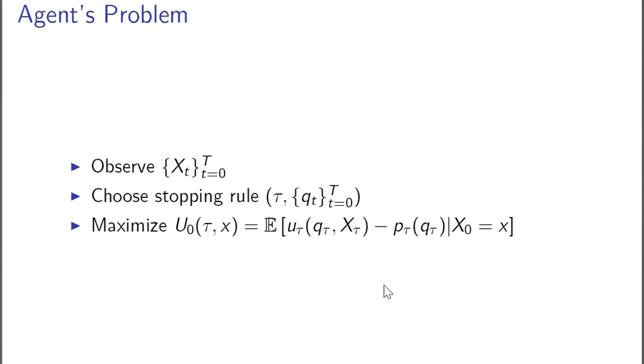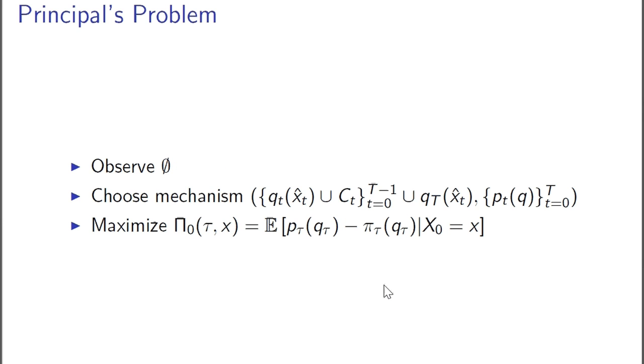So now it's the time to build a formal model, by which I mean the interesting part of this presentation is over. We are now moving on to the relatively boring part. So the agent's problem is she observes a stochastic process. She chooses a stopping rule, which is a stopping time, and a terminal decision as before. And she's maximizing some utility function, which is the utility at the time she stops, subtracted by the price.